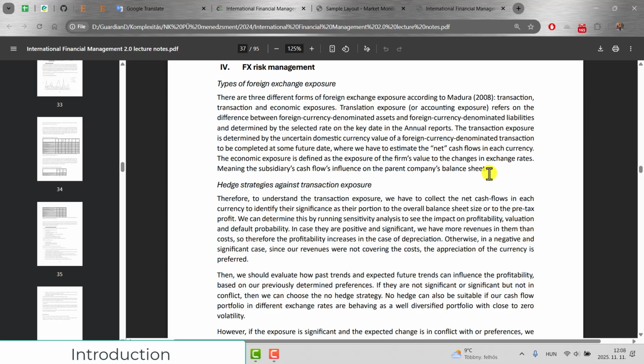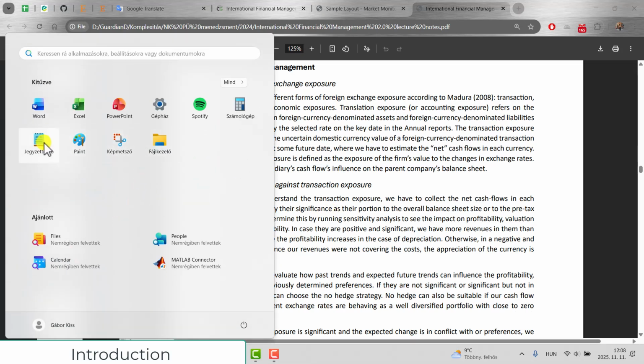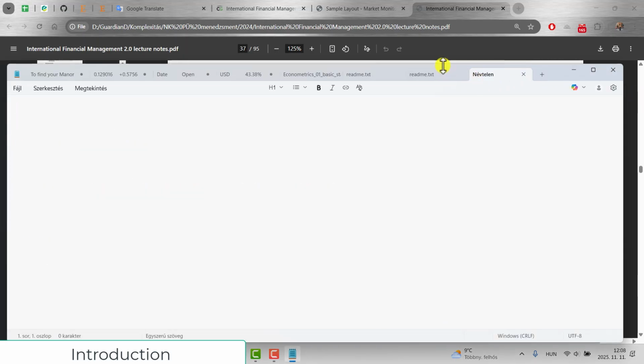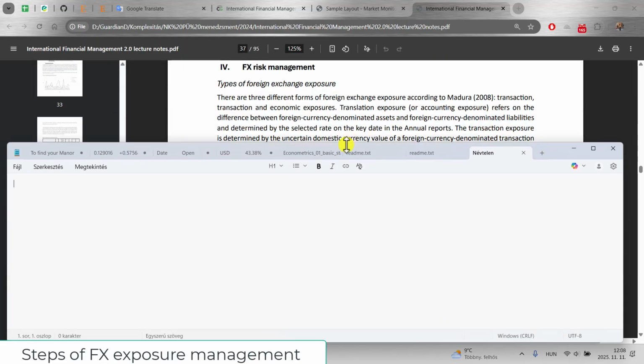And mostly, if we have to think about or consider any exposure in case of foreign exchange rate, then we have to go through the following steps. So if you are just opening a notepad, this is always the same stuff. So first, what kind of currencies are in the balance sheet or in the profit and loss statement? Can I zoom into this one? Yes, I can zoom in. So this is the first one.